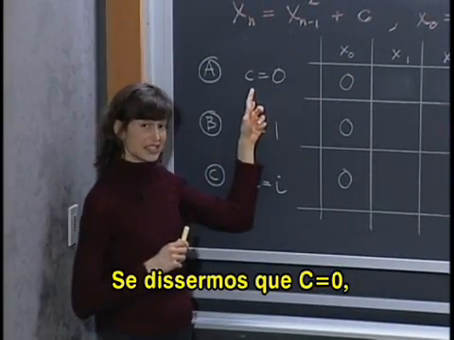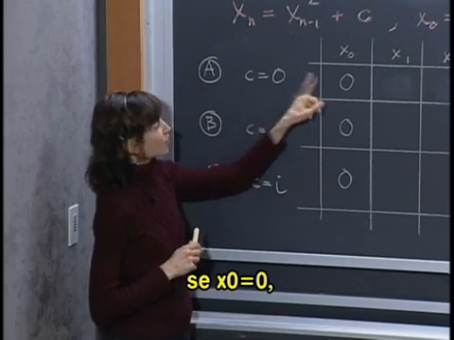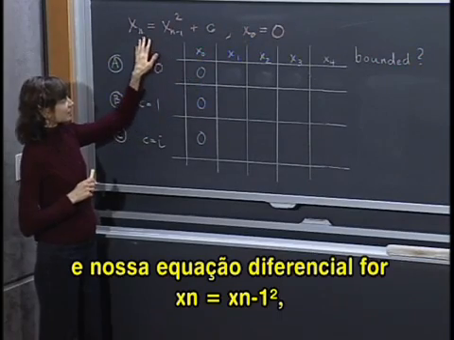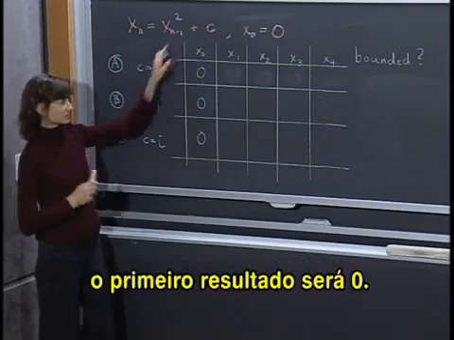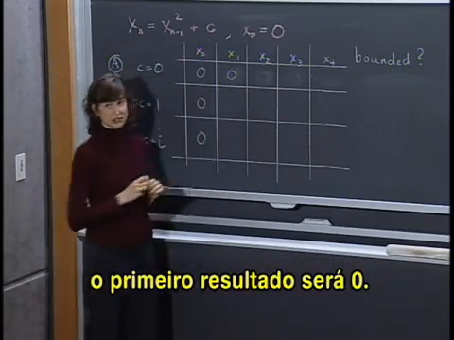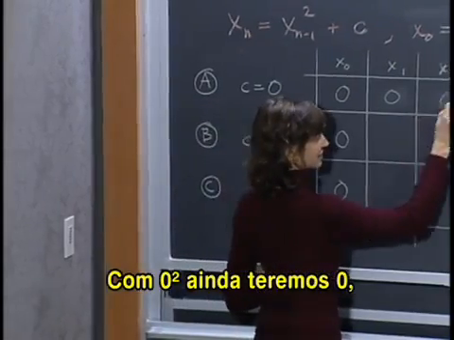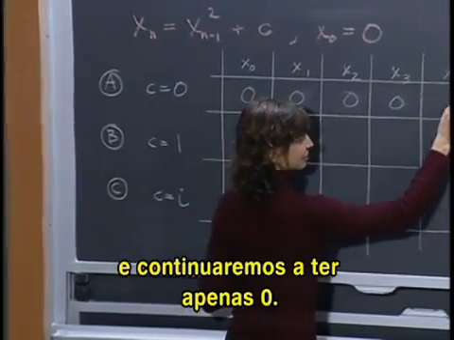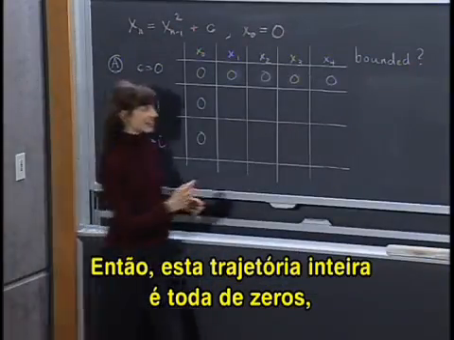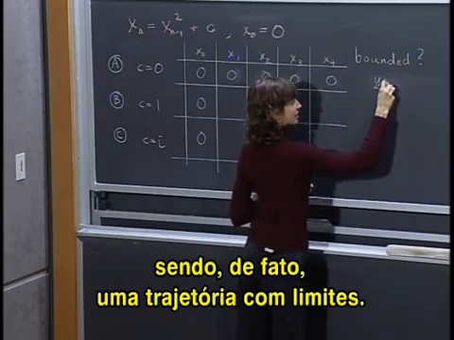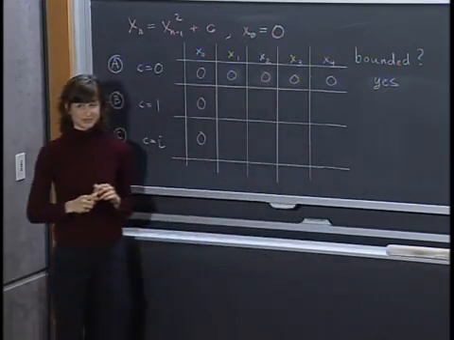If we choose c equals 0, well, if x0 equals 0, our difference equation is simply xn equals xn minus 1 squared, and the result there is 0. And 0 squared is still 0, and will continue to be 0. So in fact, this entire trajectory is all zeros, and this is indeed a bounded trajectory.